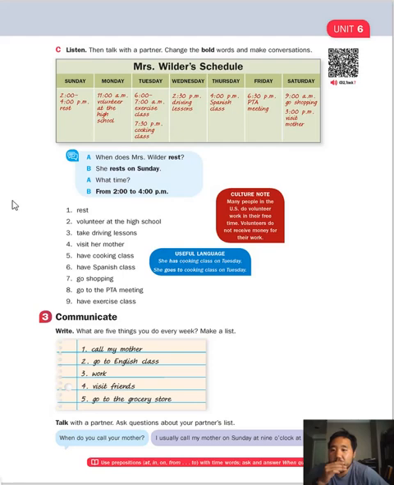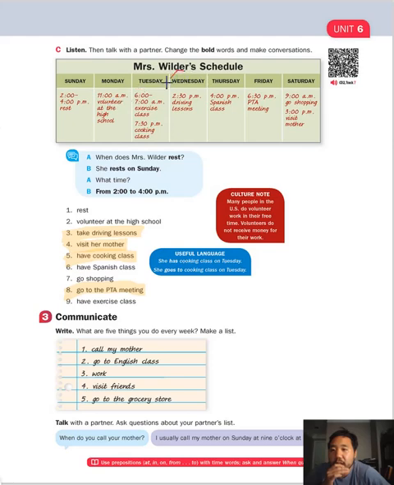Let's see, number 3, 4, 5, and 8 together. So number 3 is take driving lessons. So what do we say? When does Mrs. Wilder take driving lessons? She takes driving lessons on Wednesday. So here we go.